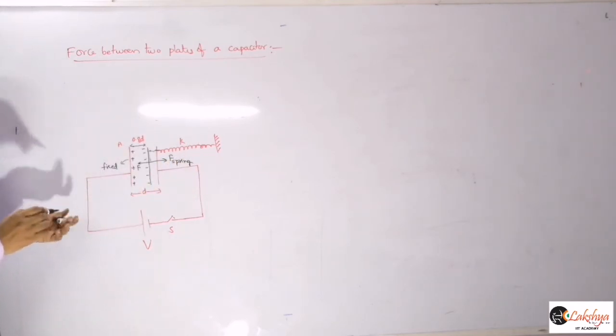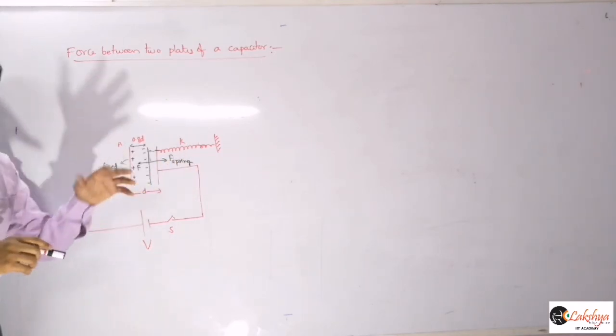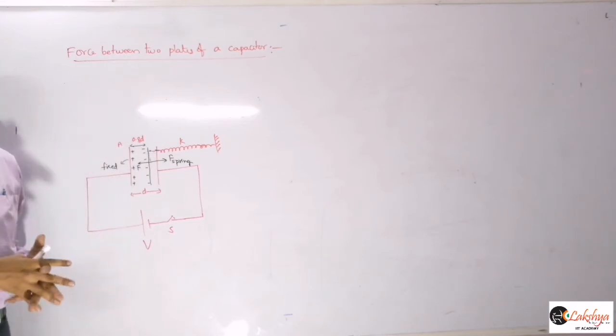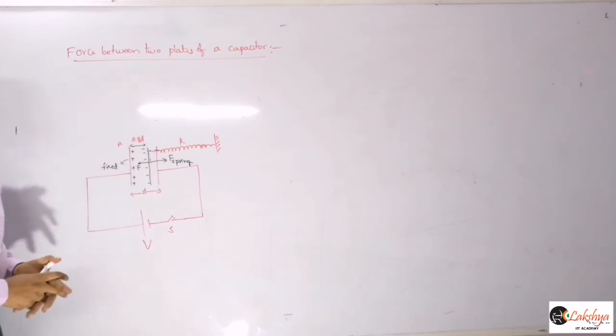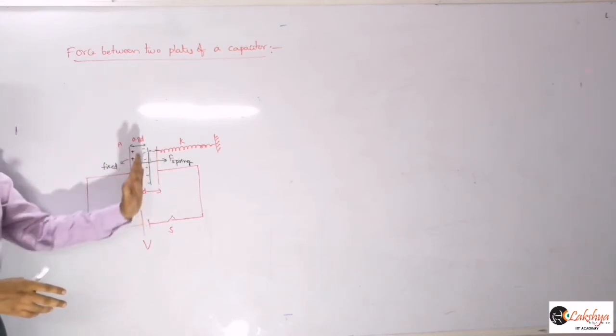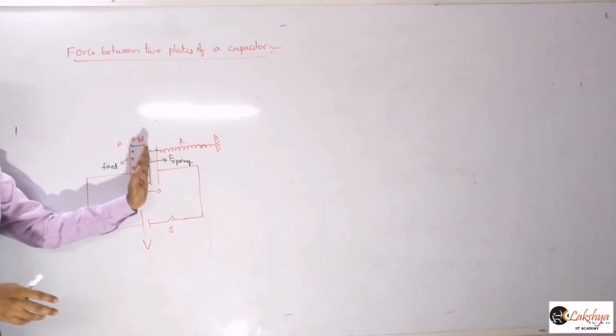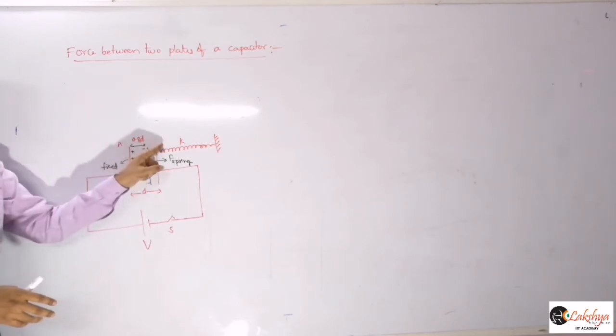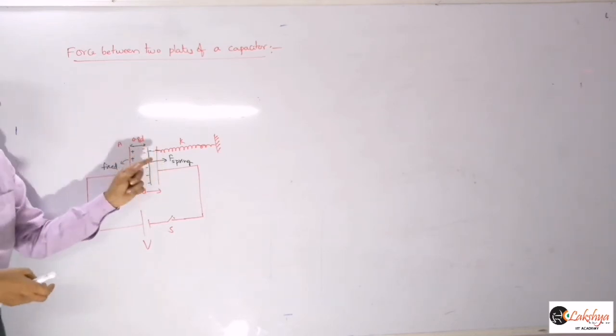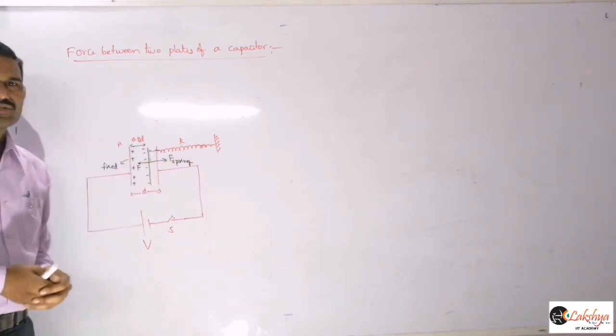Because initially the spring is in an undeformed state, and that is given data only. Once we switch on the circuit, because of the attractive force, the plate moves this side, and so the spring undergoes some elongation, and now there will be some spring force along this direction.